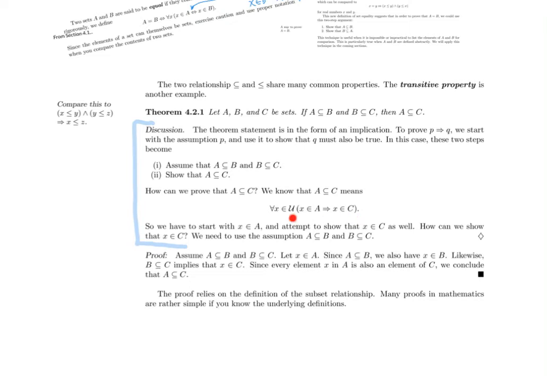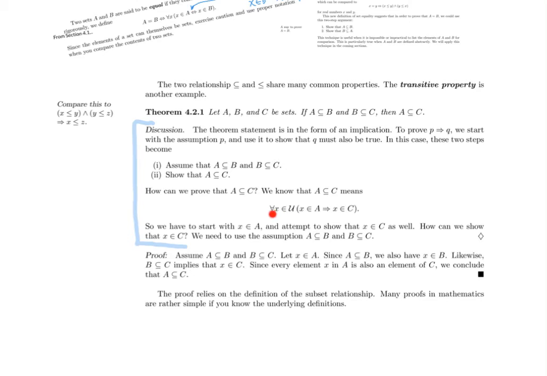Well, we know that the definition of that would be for all x in U, if x is in A, then x is in C. So we have to prove that this statement is true using these two assumptions. Notice what we're employing right now is the definition of A is a subset of C. This is helping us see what our goal is. And we're probably going to use the definitions of each of these statements, A is a subset of B and B is a subset of C, to help us get to what we want.